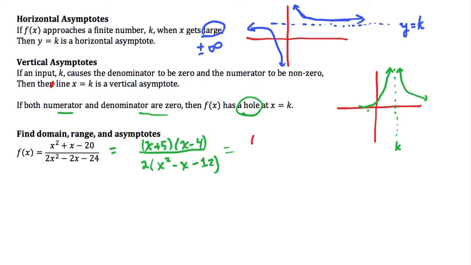The numerator is still the same: x plus 5 and x minus 4. And the denominator is going to be 2 times this expression right here, which we can factor into, I believe, x plus 3 multiplied by x minus 4.